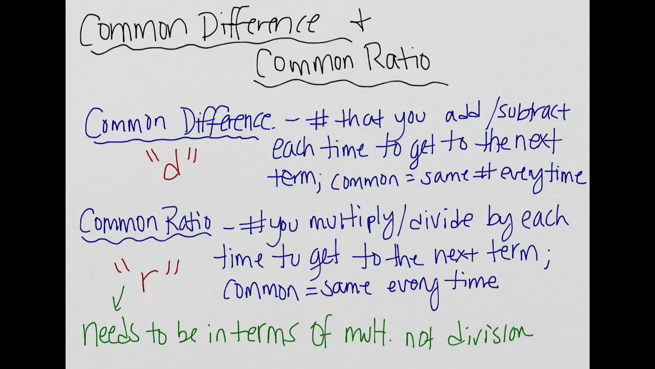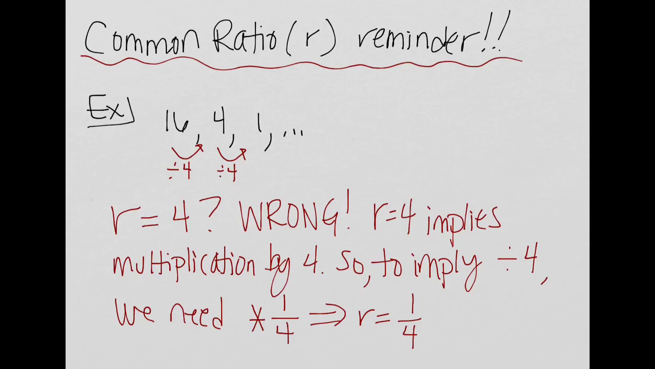Likewise, common ratio then must go with the geometric sequence, and if you read the definition of common ratio, it goes along with it. It's the number you multiply or divide by each time to get the next term, and again, since it says common ratio, it's the same number every time. So the r needs to be in terms of multiplication, not division, though. So, for instance, if you're viewing it as dividing to get to the next term, you need to turn that division into an actual multiplication statement in order to do these. Alright, so remember common ratio, the r, needs to be as multiplication like I said.